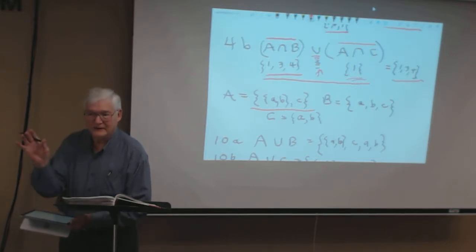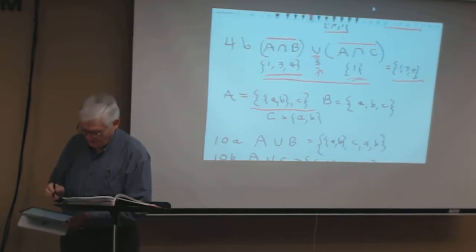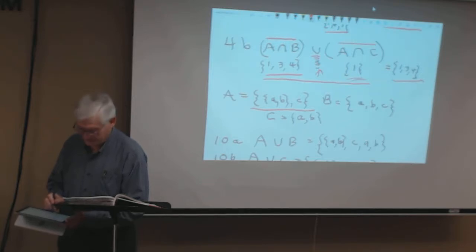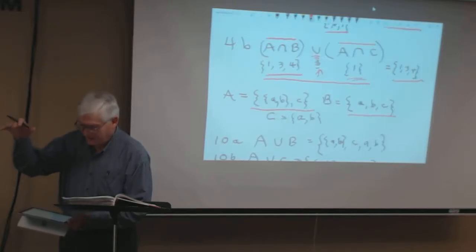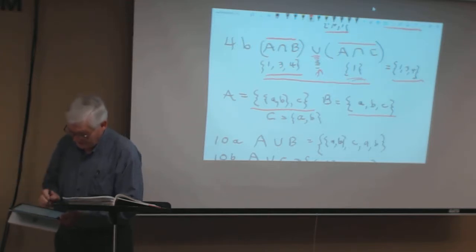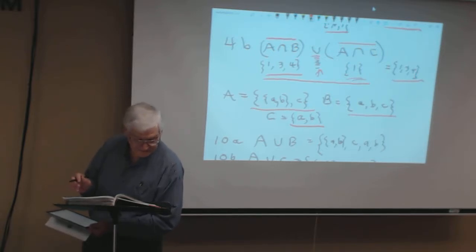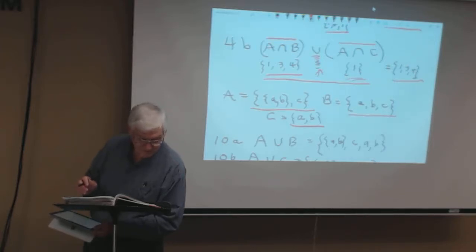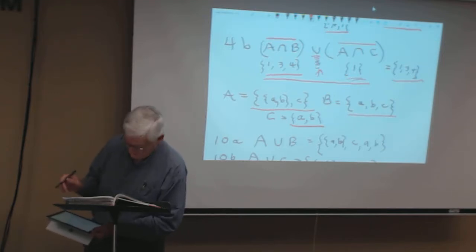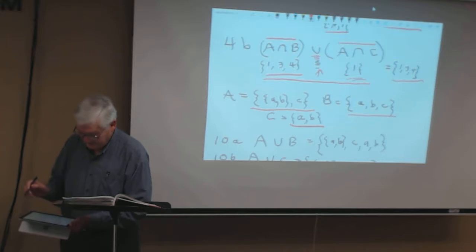A has 2 elements in it. Do you see the 2 elements in A? One element is the set AB, and the other element is C. B has 3 elements in it. What are the 3 elements of B? A, B, and C. And what are the 2 elements in C? Now, did I copy it down right? C is the set A and B.